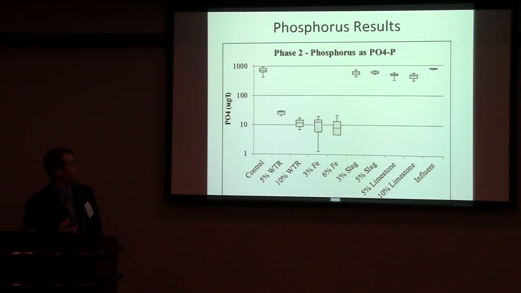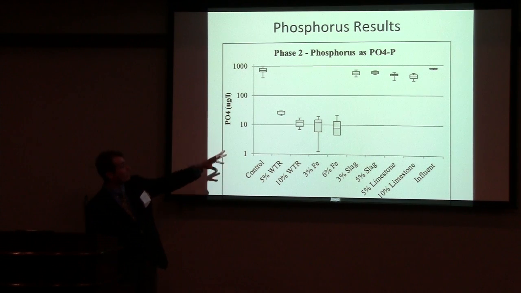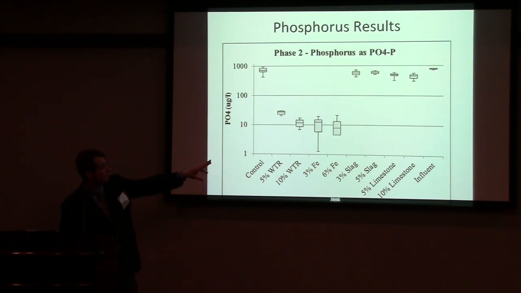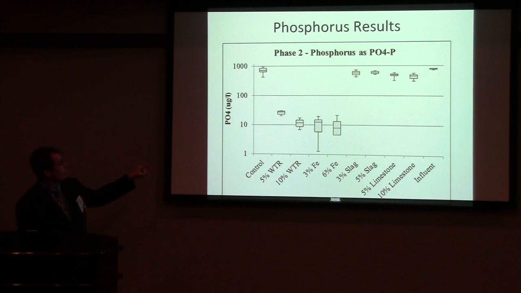Here are the results. Again, our friend, the box and whisker plots, it's really, really clear from this particular chart. We were loading this at about 600 micrograms per liter. And you can see our influent on the far right, and then our control really did nothing. So just running it through a typical soil did nothing, and that soil did have some compost, and I'll talk a little bit about that later.